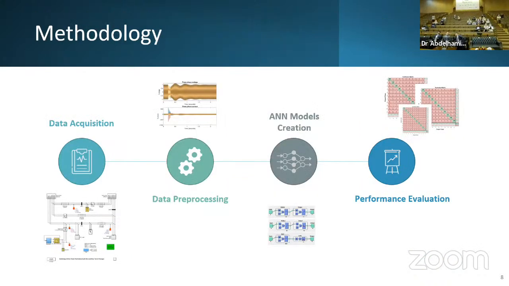Moving to the methodology that we followed during this study, we started with data acquisition from a power system model that was simulated to generate the dataset. Then we performed some data pre-processing, where the dataset was labeled with the corresponding class and the data features were extracted. After that came the artificial neural network model creation, where fault classification was performed using the three artificial neural network architectures. And finally, the performance of each artificial neural network was estimated and evaluated.